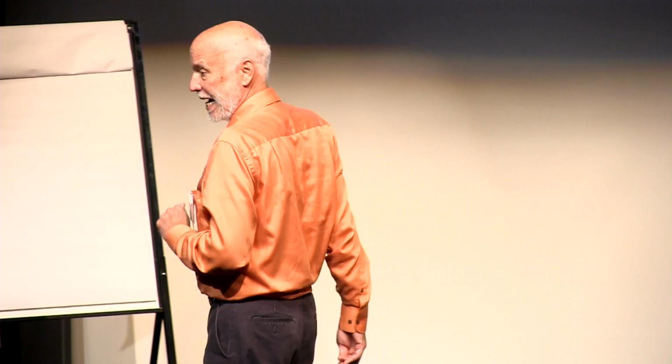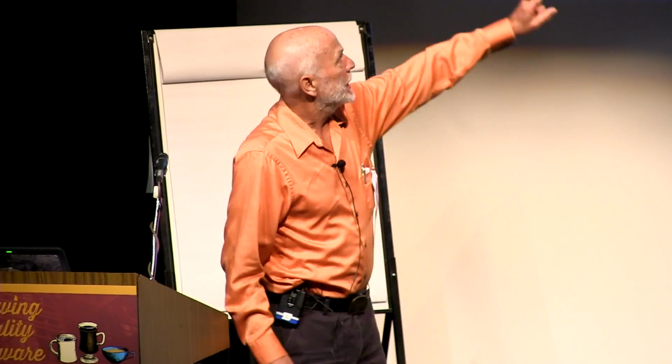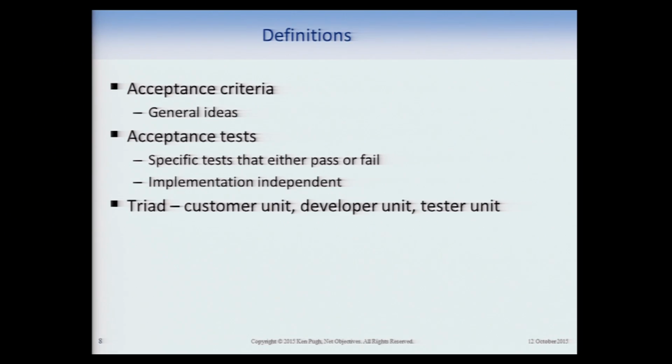And then I have the triad. Who are the triad? The customer unit, the product owner, the business analyst, and anybody else; the developer unit; and the tester unit.